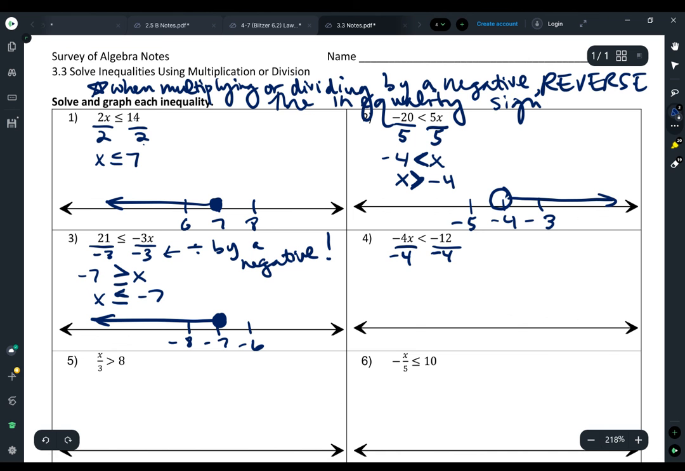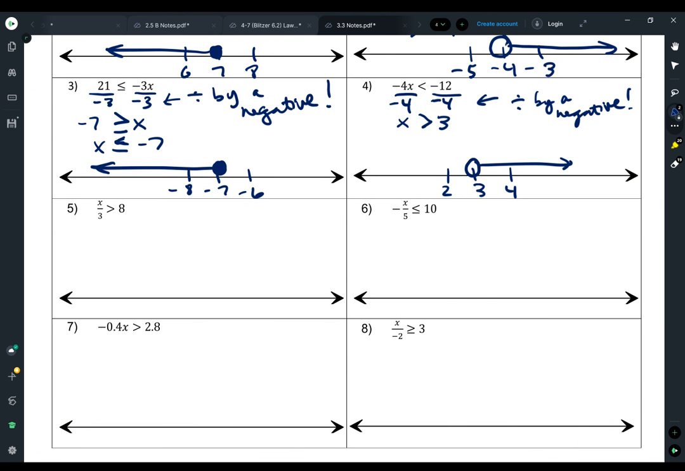On number 4, I want to divide both sides by a -4. So again, we are dividing by a negative. So it doesn't matter that I have negatives to start out with. It's that I'm dividing by a negative. So I divided by a -4. So because I am dividing by a negative, I want to reverse my inequality again. And so my x is on the left, and I have x greater than, and then here I have 3. So let's go ahead and graph that. 2, 3, 4, and then greater than is going to go to the right.